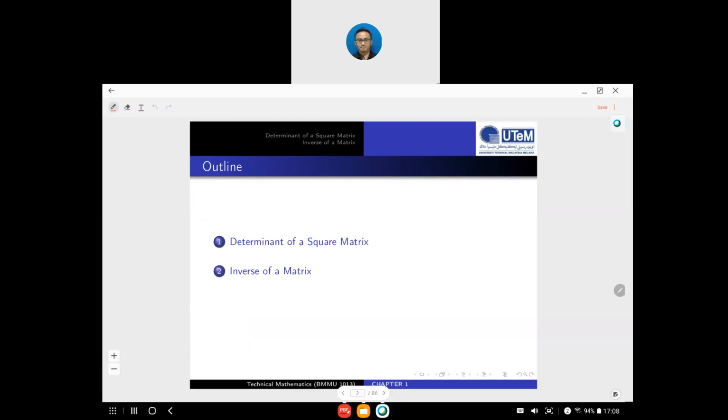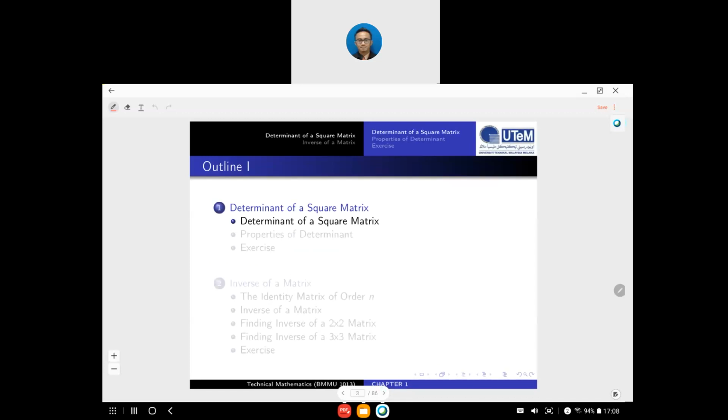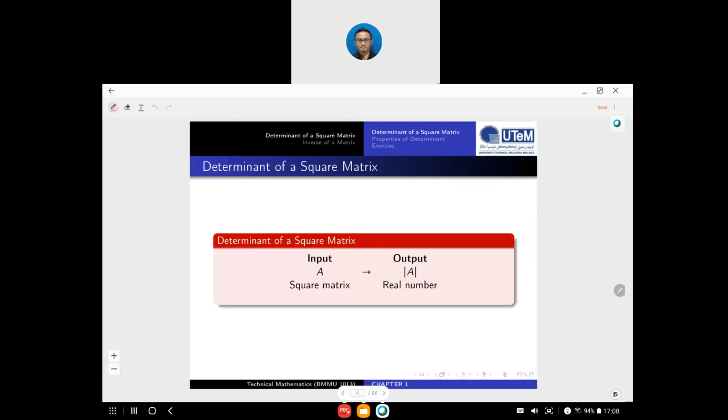So we continue on the determinant of a square matrix and also finding the inverse of a square matrix. Let's first go to the determinant of a square matrix. How to find a determinant of a square matrix? If you have a matrix A which is square, what does square mean? It means you have a 2 by 2 matrix, for example A, B, C, D, or a 3 by 3 matrix, A, B, C, D, E, F, G, H, I. This one we call a square matrix.